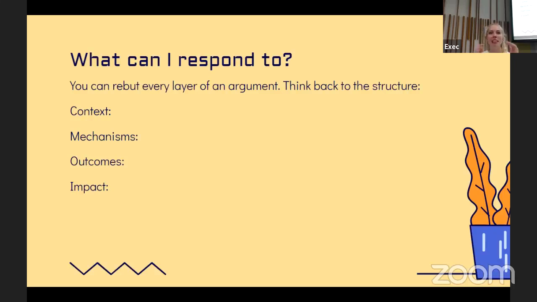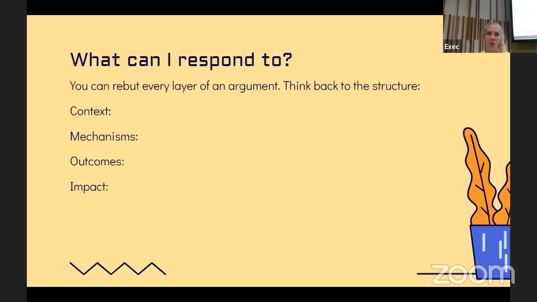Moving into responding to outcomes, you usually aren't actually responding to the outcome itself. You're responding to the link between the mechanism and the outcome. For example, if it's a debate about teachers and the mechanism is that if we increase teachers' pay, then they're likely to deliver excellent quality lessons, then the outcome is that you get really smart children, and the quality of society is going to increase exponentially.